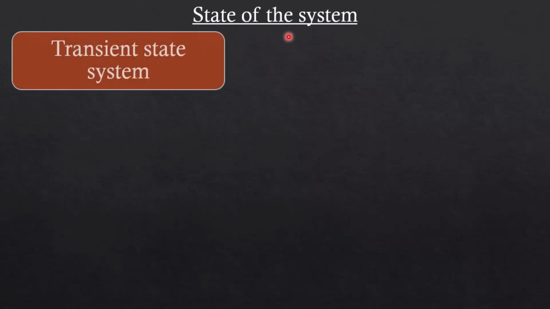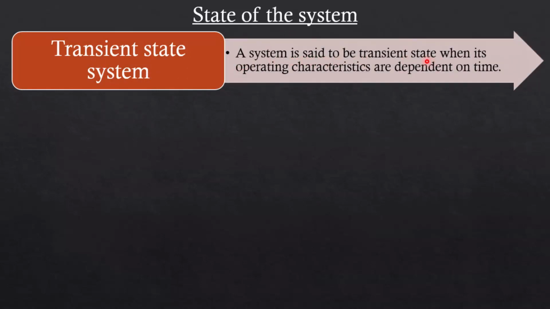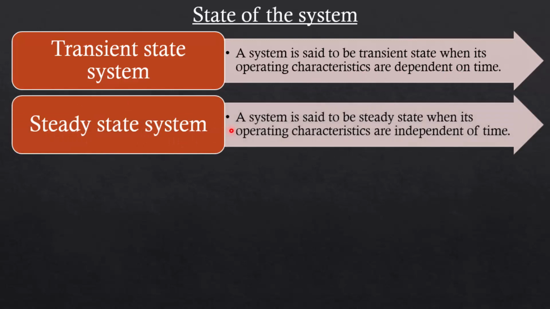So let us move ahead, and before jumping on to the model, let us understand the state of the system. There are two states of the system. First is the transient state system. A system is said to be in transient state when its operating characteristics are dependent on time. And the second is the steady state system. A system is said to be in steady state when its operating characteristics are independent of time. So it is clear that in transient state, the system is dependent on time, and in a steady state, the system is independent of time.